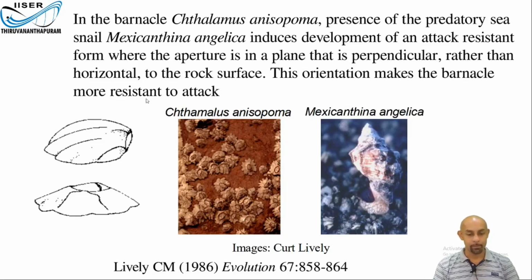In this barnacle, there are two morphs. This is one morph where the aperture, or the opening, is perpendicular to their substrate. But when the predator is present in the water, so one of their predators is this sea snail, they detect the presence of the predator and they develop into this morph.